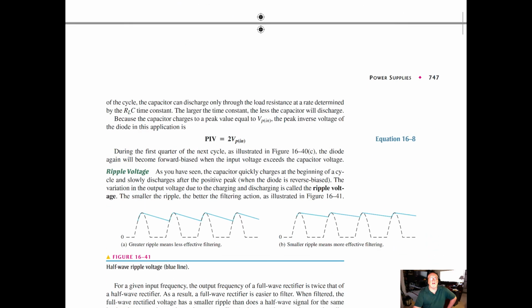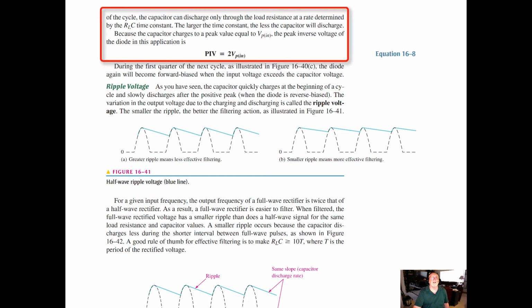So we see that during that cycle, the capacitor can discharge only through the load resistance at a rate determined by, guess what? The RC time constant. The larger the time constant, the less the capacitor will discharge. Because the capacitor charges to the peak value, V peak in, the peak inverse voltage of the diode in this application, and we've seen this before, is equal to 2 times V peak in.